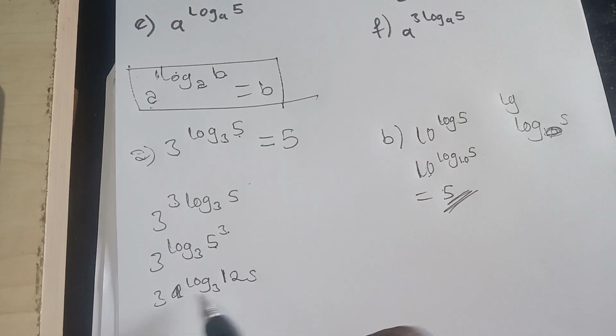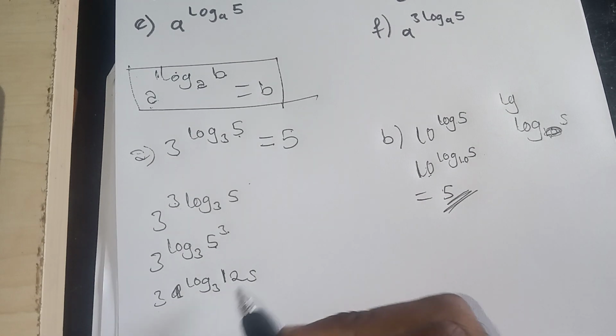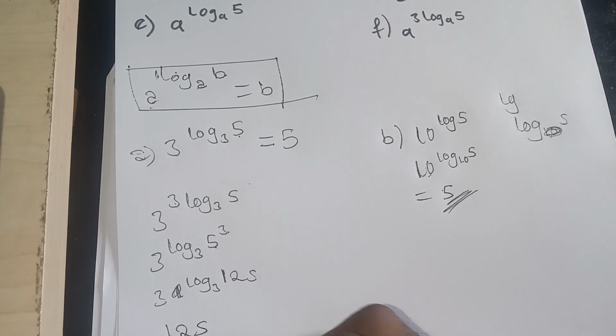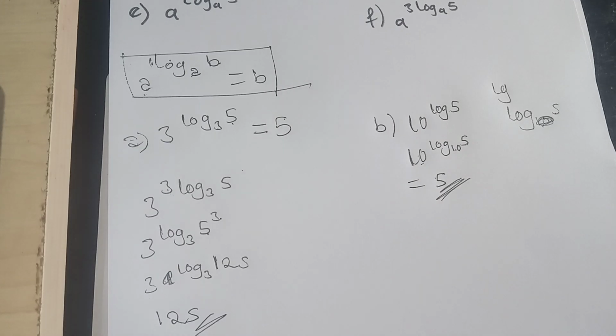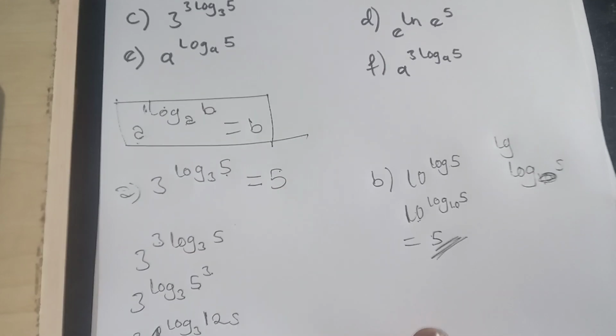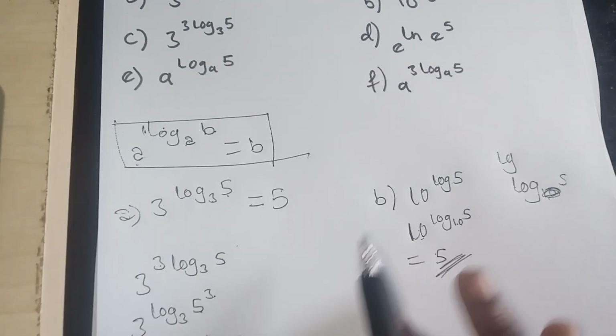So now, as you can see, the bases are the same. This base and this base are the same. So that means your answer is simply 125. These are the easiest questions in logarithms, as long as you understand this.